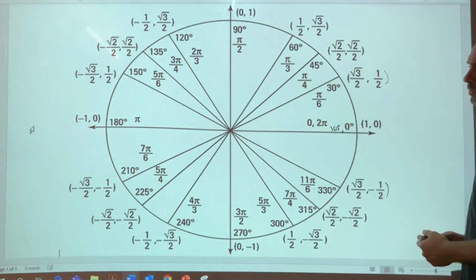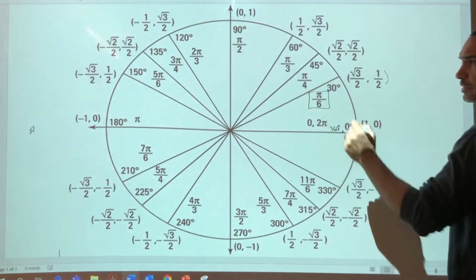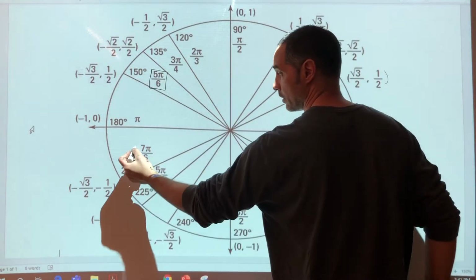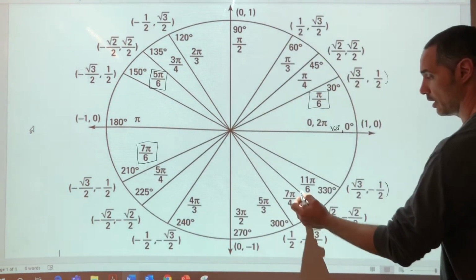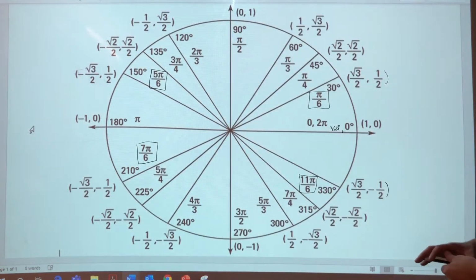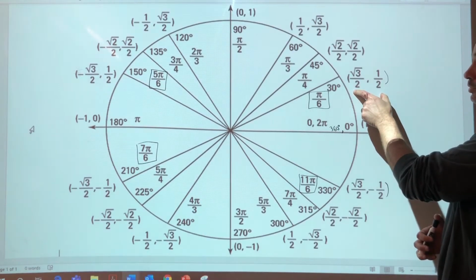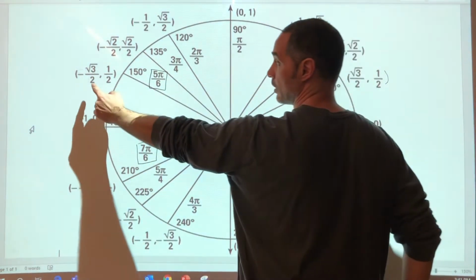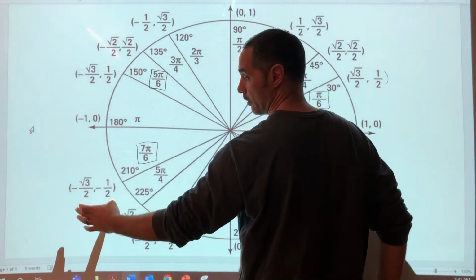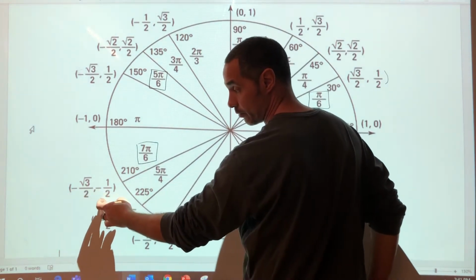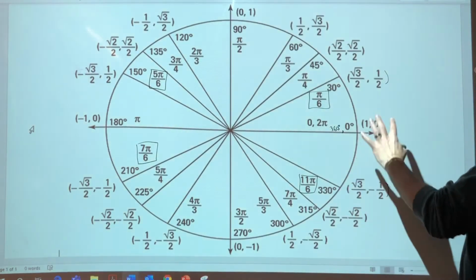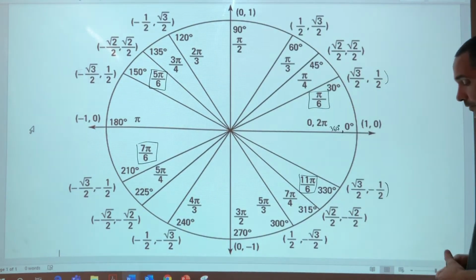There's a family of values that have pi over 6 in them. So this is pi over 6, but also this is 5 pi over 6, 7 pi over 6, and 11 pi over 6. And they all have some things in common. The thing they have in common is these points are the same. Square root of 3 over 2, 1/2. Over here, this is negative square root of 3 over 2 and 1/2. So same value, it's just the x value is negative. And down here, it's negative square root of 3 over 2, negative 1/2. And over here, it's square root of 3 over 2, negative 1/2. So that's an easy way to remember the pi over 6 family.